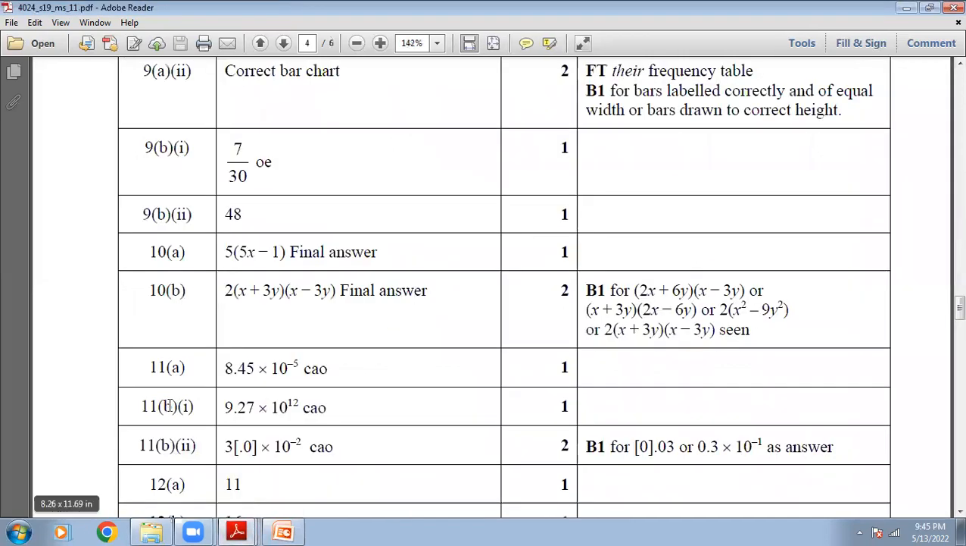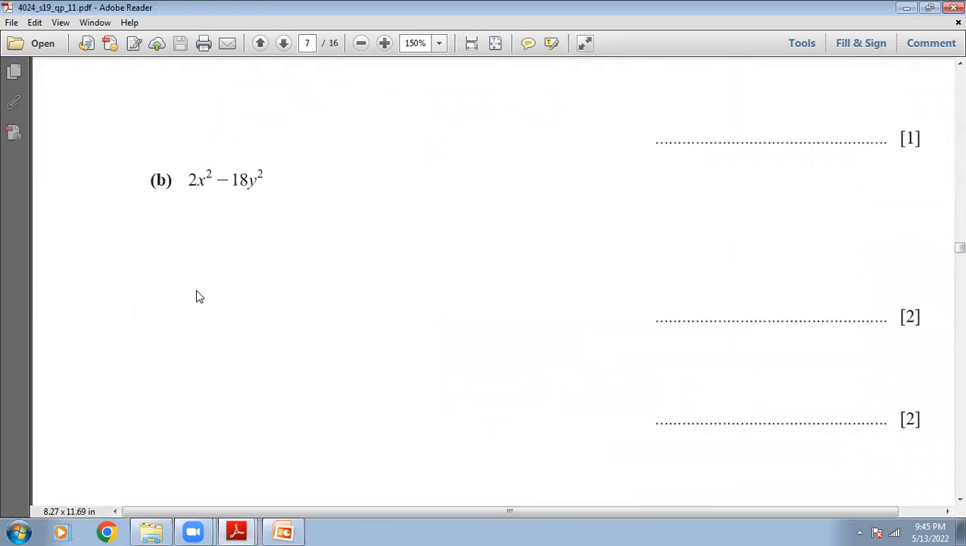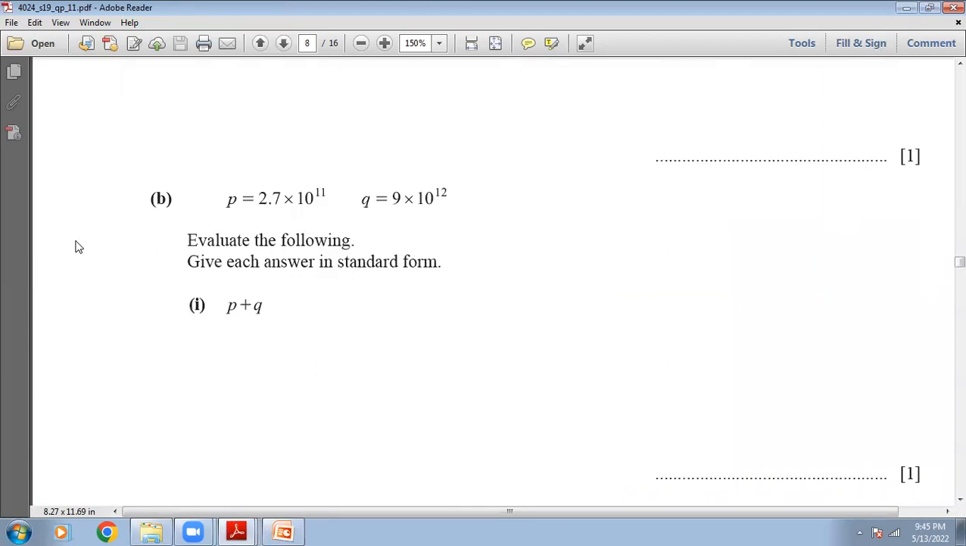So let's look at the marking scheme. I have already checked my answers. They are good. Okay, so we are going to the next question. The next question coming up on your screen is question number 11.